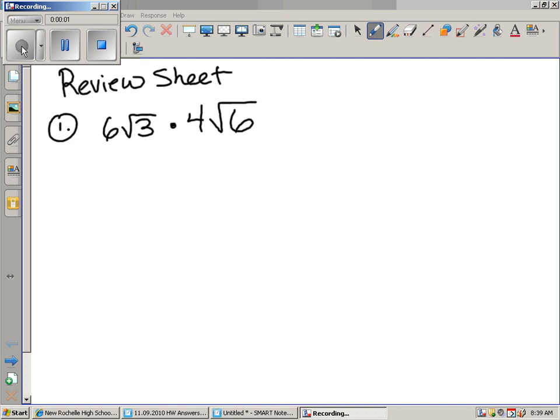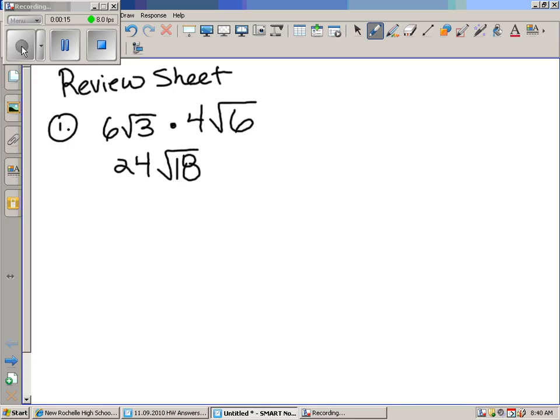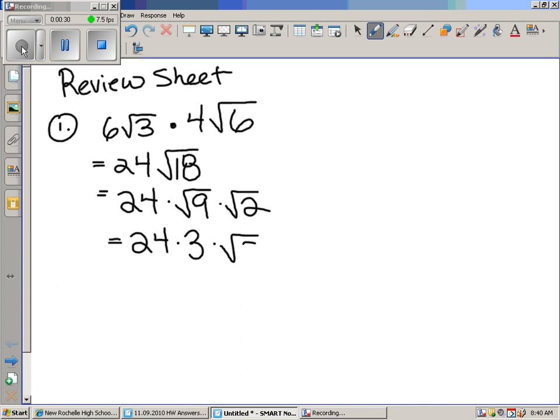Problem number one, all I wanted you to do was simplify these two radical terms. 6 times 4, multiply the numbers in the front, so 6 times 4 is 24. And radical 3 times radical 6 is radical 18. This breaks down further because 24 stays the same. Square root of 18, we're going to rewrite that as the one perfect square and whatever else is left over. So that's 24 times 3 times square root of 2. And 24 times 3, let's see if I can do that in my head. 72, 72 radical 2.